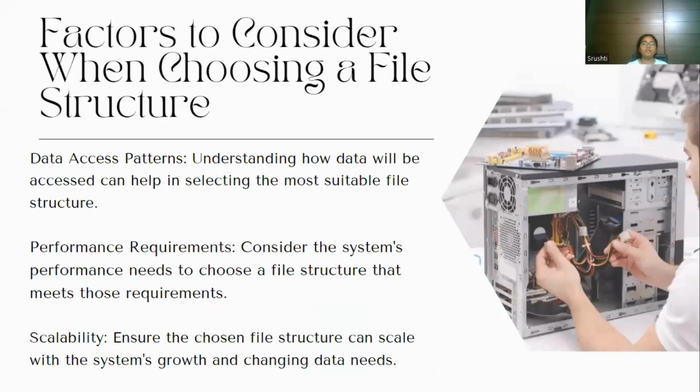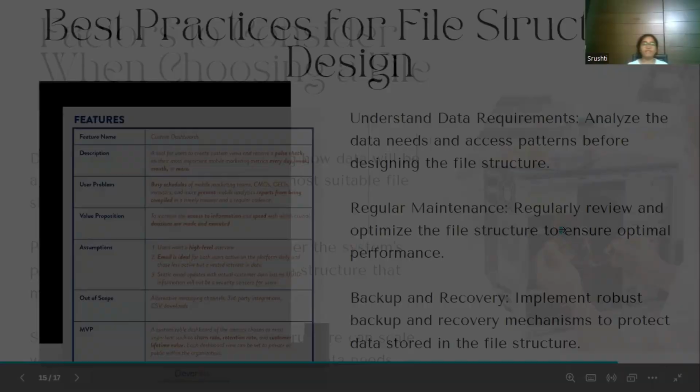Factors to consider when choosing a file structure. There are a few factors to consider while choosing a particular file structure. First one being data access pattern. We have to understand how data will be accessed, which can help in selecting the most suitable file structure. Next one is performance requirement. Considering the system's performance needs to choose the file structure that meets those requirements. Scalability, ensure the chosen file structure can scale with the system's growth and changing data needs.